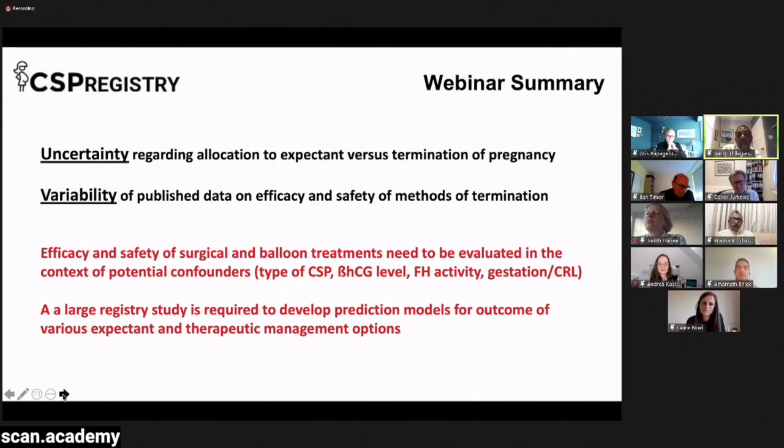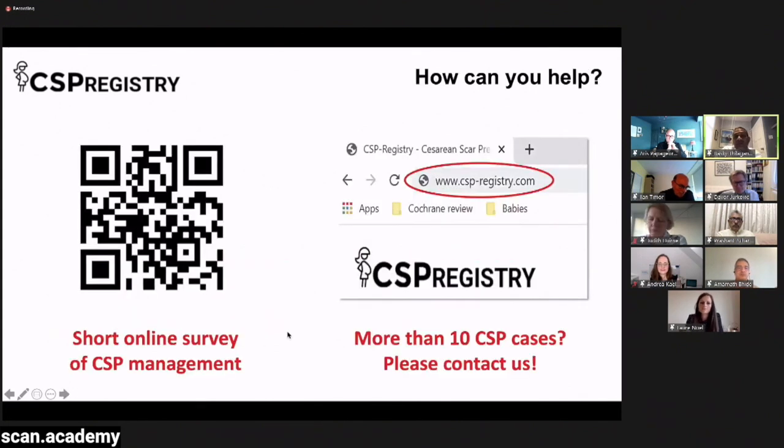So how can you help us? It's really simple. Get your phones out now, because there are 2 things you can do to help us. The first is, if you have more than 10 CSP cases in the last 3 years, then please click onto our registry here, which is CSP-registry.com, and just fill in a very short form, and Wilhelm will get back to you, and we will try and onboard you as quickly as possible. But you need to have 10 cases in the last 3 years and an ultrasound image for each of those cases so that we can validate the diagnosis.